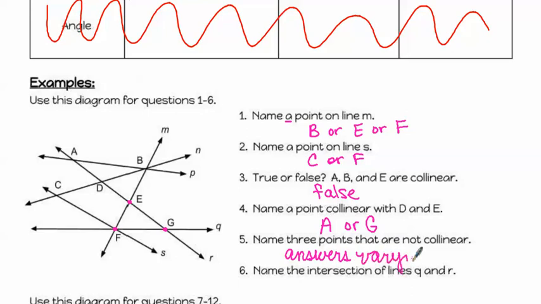And then we've got one more. Name the intersection of lines Q and R. So let's find lines Q and R. Whoops, wrong tool. And R. And we want to see where they intersect. And hopefully we can all see that they intersect at point G. All right. And that's it for the end of the notes.